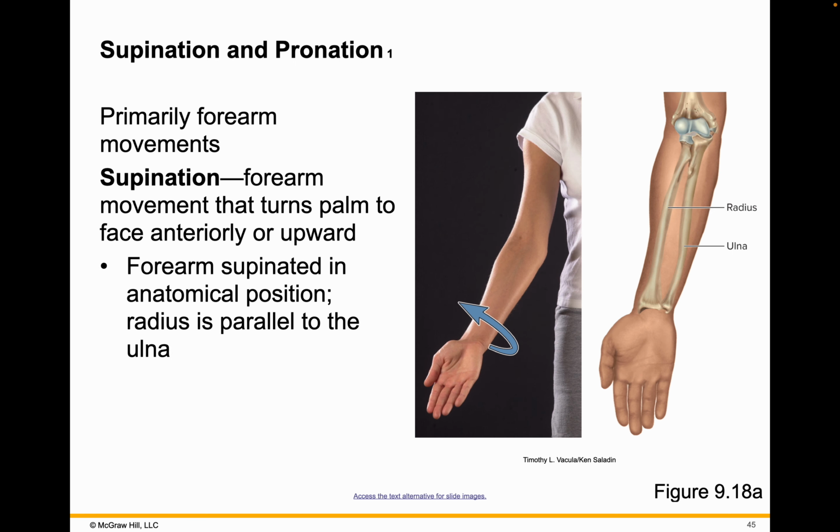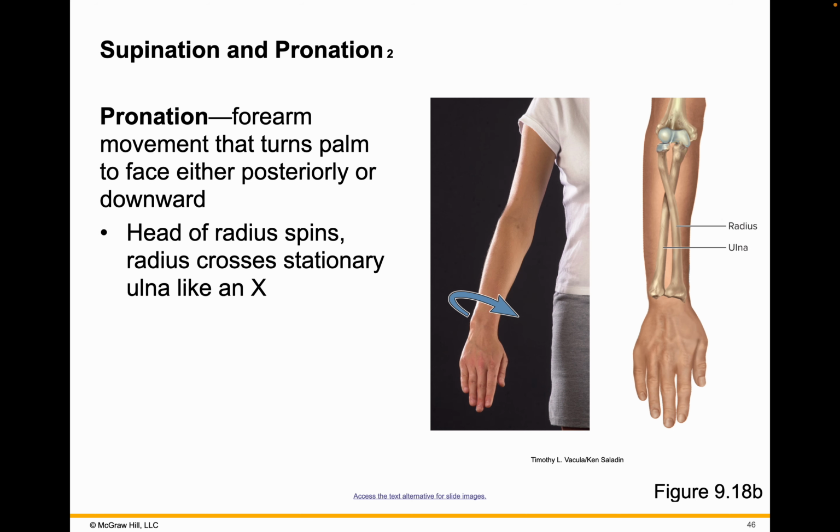Supination and pronation are found in the forearm. Supination is the forearm movement that puts the palm toward the face anteriorly or upward. That would be anatomical position. And pronation is movement that turns the palm to the face either posteriorly or downward, and in those cases, remember, the radius spins, crosses the ulna, and this is not anatomical position.